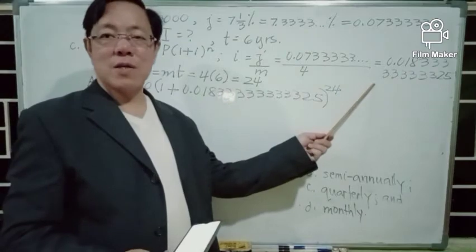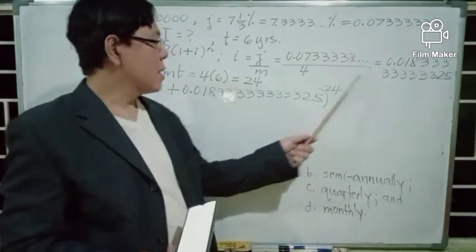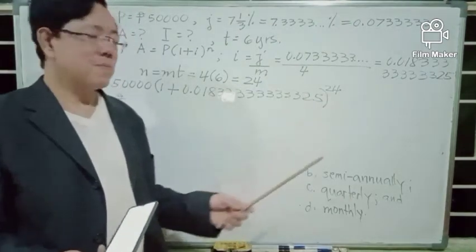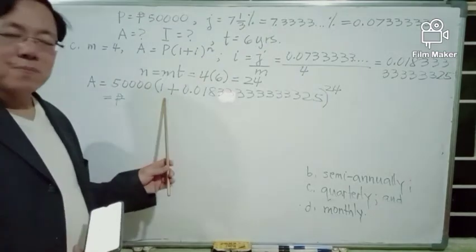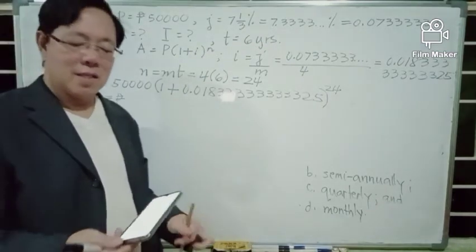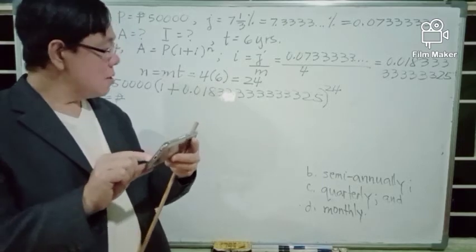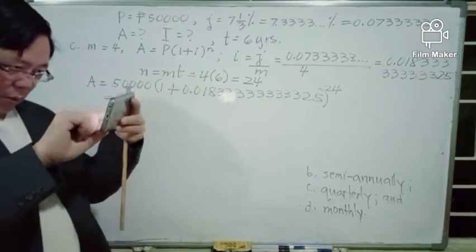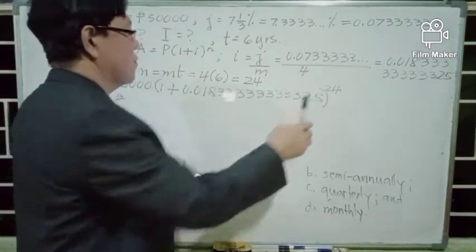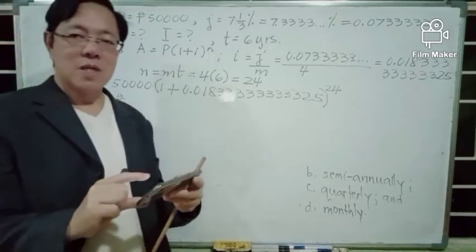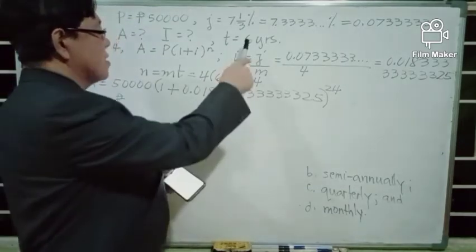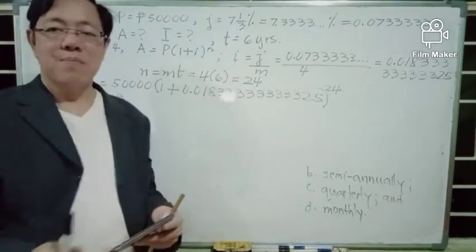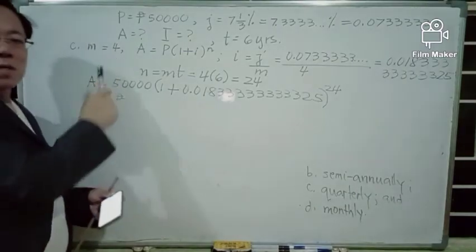When you get this answer in your calculator, do not erase it. You just add 1 and raise the sum to the power 24. Or you press this again, 1 plus 0.018333, 25, to the power 24. The interest will be computed 24 times for 6 years, every 3 months, because the interest rate is compounded quarterly in letter C.